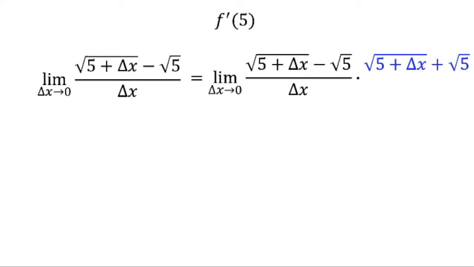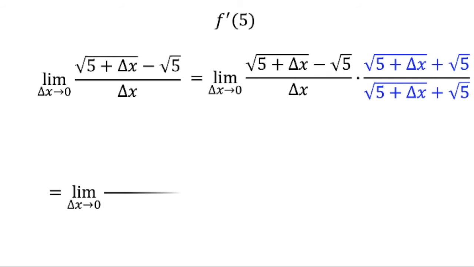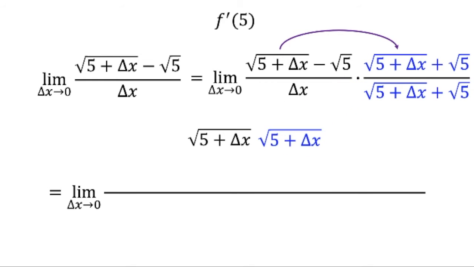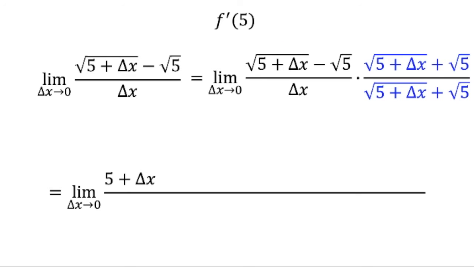Of course, if we just multiply the numerator by its conjugate, then we're changing the fraction. But if we also multiply the denominator by the conjugate, then we're really multiplying by something that is equivalent to 1. So it won't change the fraction. Let's give ourselves some room to actually multiply this fraction. When we multiply the first term to the numerator, we're multiplying a square root by itself. So this is equivalent to just 5 plus delta x.